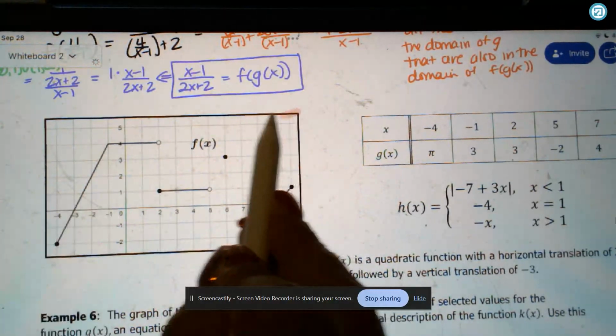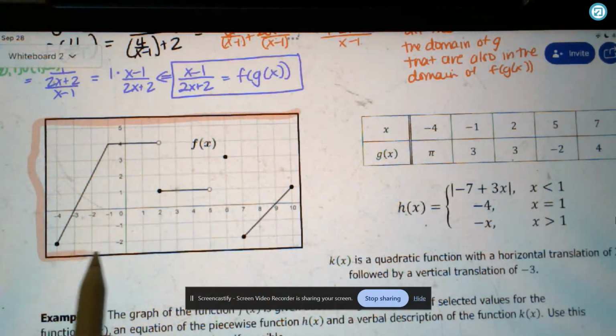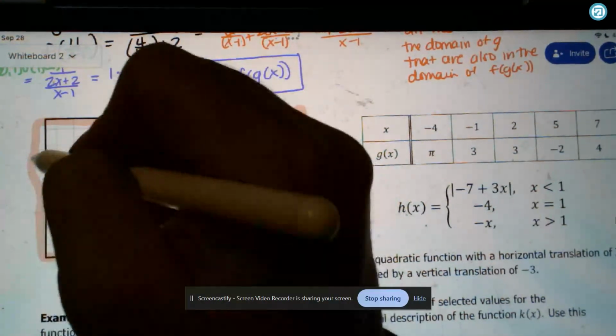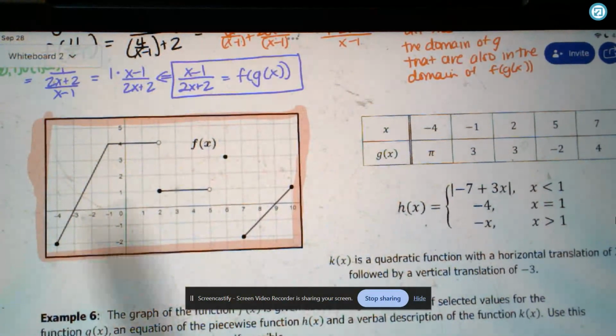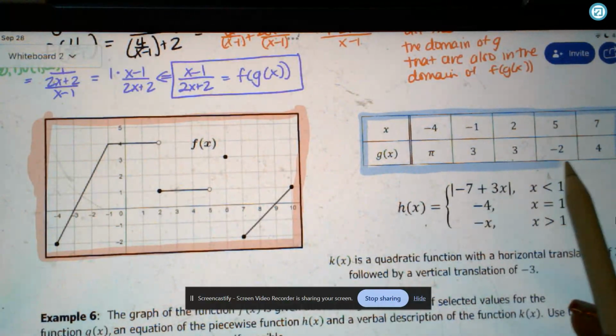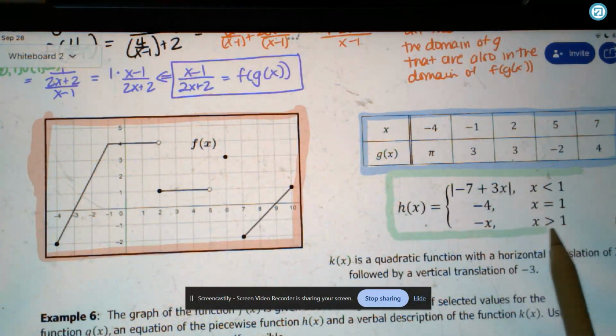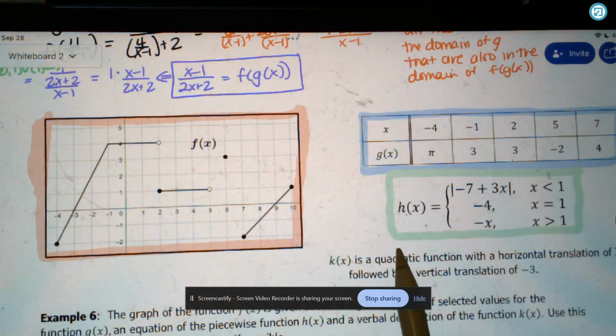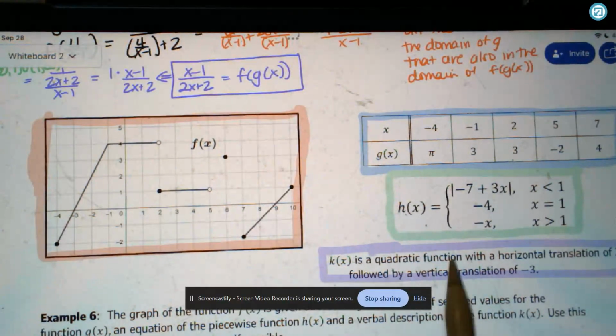Again, we've got a graph. Okay, we've got a table. We like tables. We've got a piecewise function. Favorite things ever. Okay, and then we've got this right here. Okay, let's talk about what that means right now.